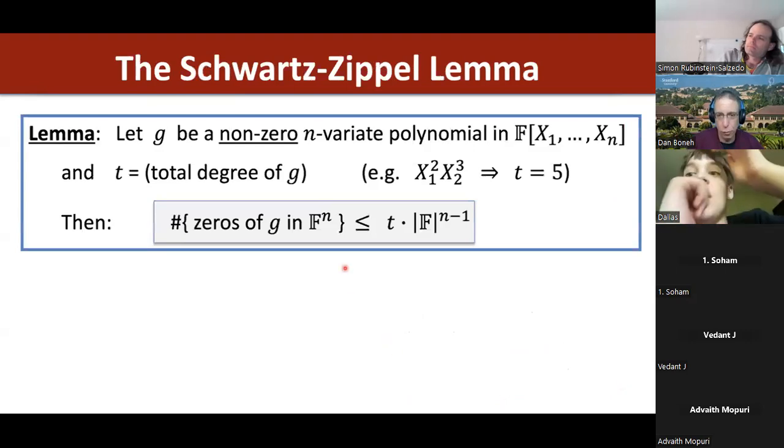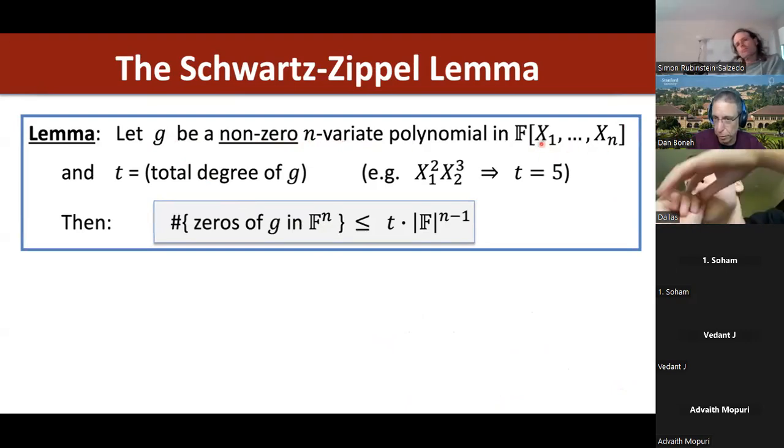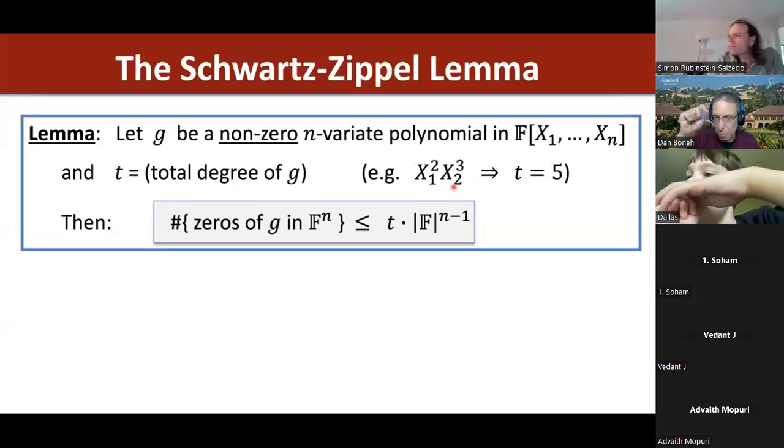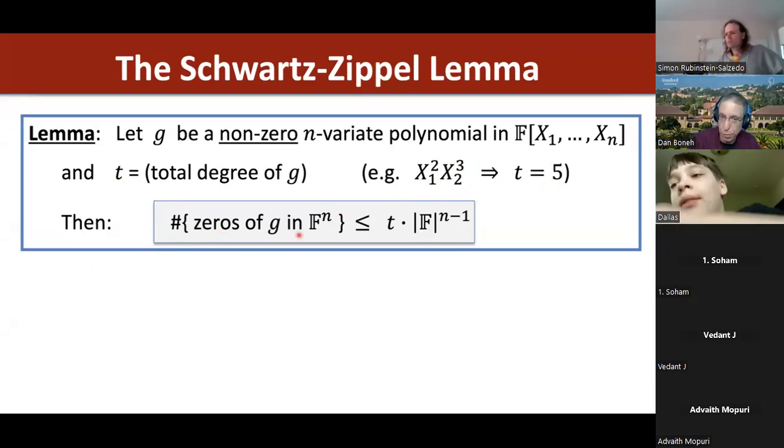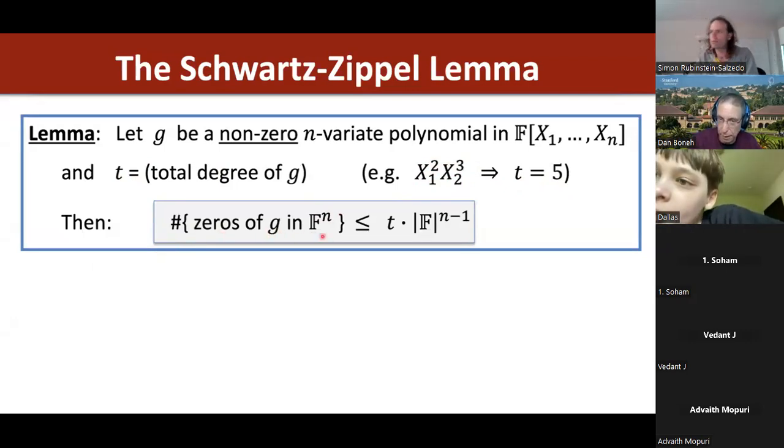So the Schwarz-Zippel lemma says the following. Suppose G is a non-zero n-variate polynomial, a polynomial in the variables x1 to xn, and it has total degree t. So what's the total degree? Total degree is basically the sum of all the degrees. For example, this monomial here, x1 squared, x2 cubed, has total degree 5 because we sum the degrees of the different variables. Then it turns out you can prove the number of zeros of G in F to the n is bounded by this expression here, t times F to the n minus 1.